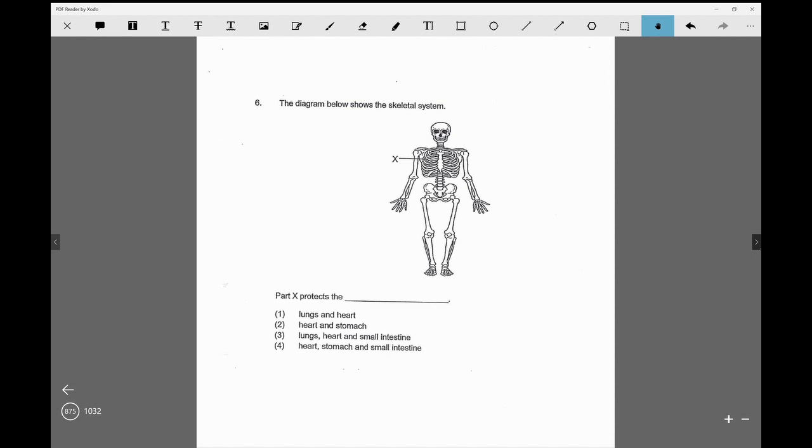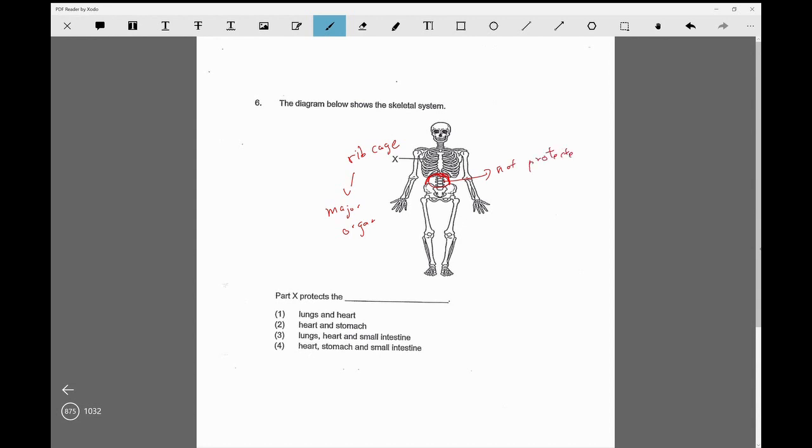So X is your rib cage. So this is your rib cage. Okay, the rib cage protects the major organs. You realize there's a U shape here. So why do I say protect the major organs? Why not all organs? Because the bottom part of the rib cage, as you can see, there's a gap here. So this is not protected.